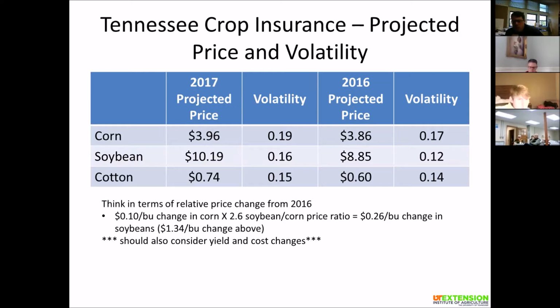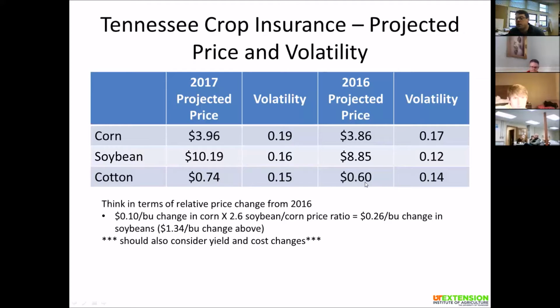And I put a little note on the bottom, think in terms of relative price change, right? Typically we have a soybean to corn price ratio of about 2.6. Well, that 10-cent change in the corn price should roughly translate into a 26-cent per bushel change in soybeans. Instead, we had $1.34. Now, obviously, that's not the only thing going into the decision, because there's also changes in yield consideration and cost structure. But it's a different set of circumstances this year as opposed to last year as far as what you can get in terms of revenue protection due to how these prices were set.